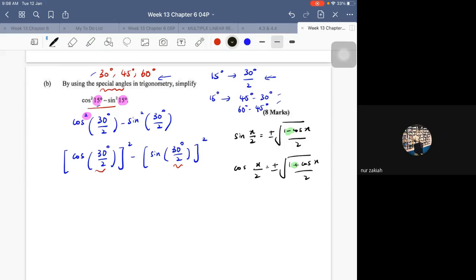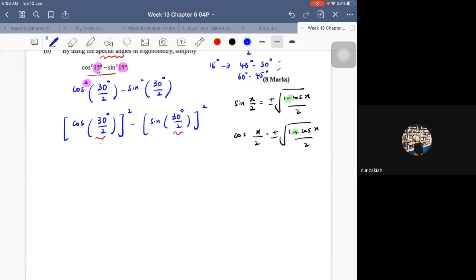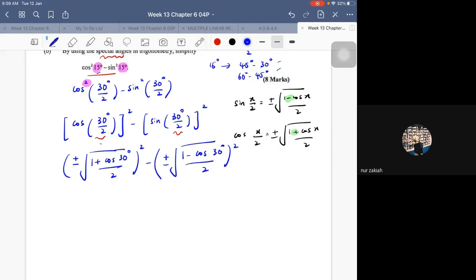And now knowing this fact, I akan ganti dalam kita punya problem ni. So now I'm going to have cos of 30 degree by 2, so x adalah bersamaan 30 degree. So I'll end up with plus minus square root of 1 tambah cos of 30 degree bahagi dengan 2, and of course, square. And kat sini pula I akan ada tolak. So this is going to be the same idea. Ni sin 30 degree, so using the sin formula, I'm going to have plus minus square root of 1 tolak cos 30 degree bahagi dengan 2, and the whole thing is going to be square.